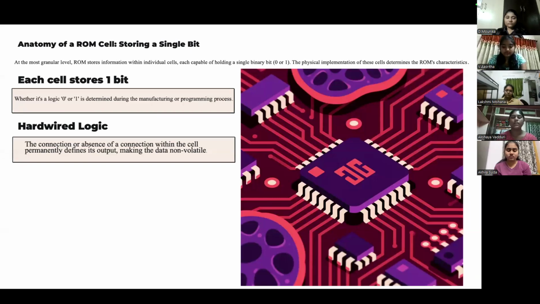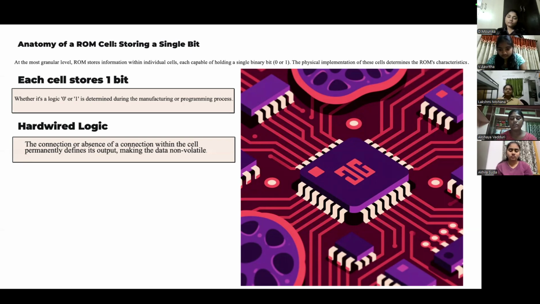Hello, sir. I'm Akshaya. Now I'm going to speak about the anatomy of a ROM cell, how a single bit is stored. A ROM, read-only memory, is built using many tiny memory cells. Each ROM cell stores exactly one bit, either 0 or 1. What makes ROM special is that this stored bit is permanently fixed. A ROM cell cannot change its value during normal use.